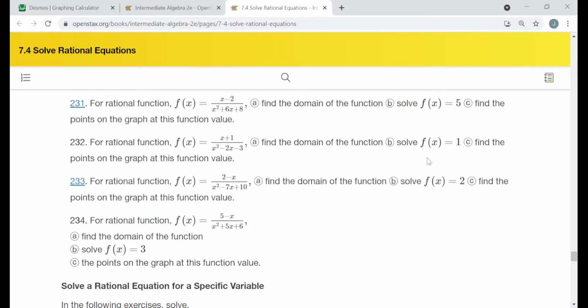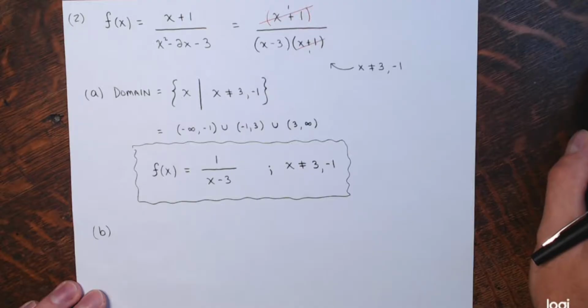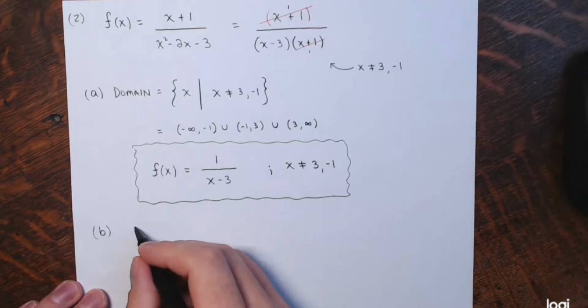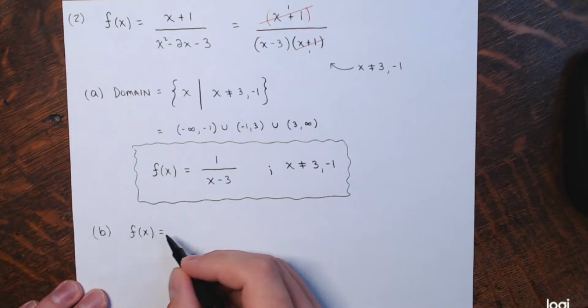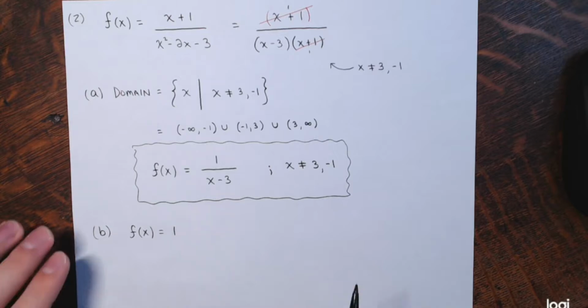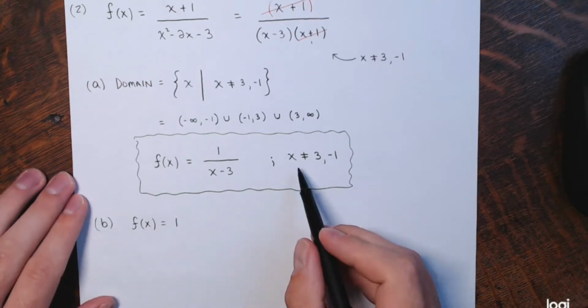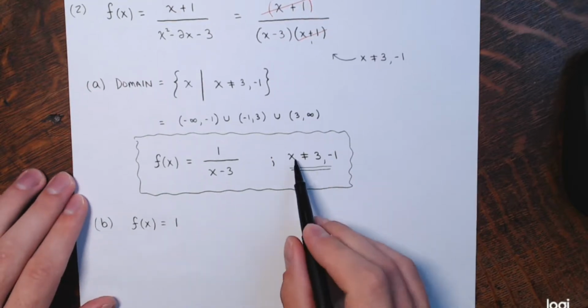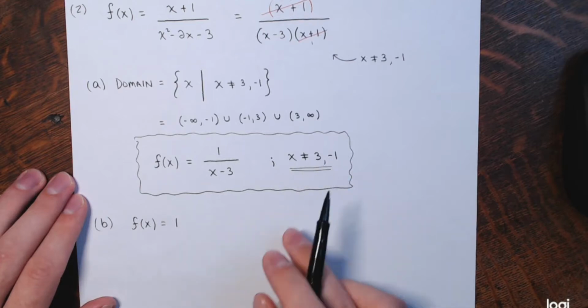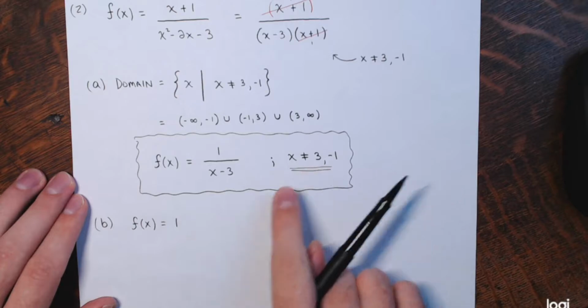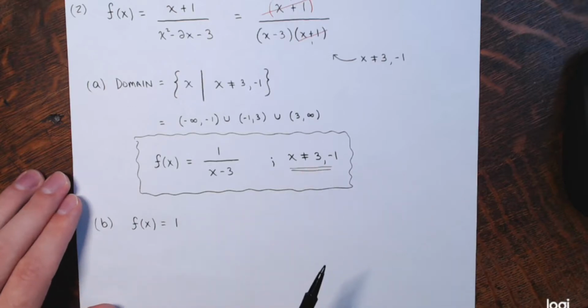All right, part B is solve f of x equals 1. So we're solving f of x equals 1. Again, remember that x can never be positive 3 or negative 1. So if we end up with either of these numbers as a solution, then it's not a solution.